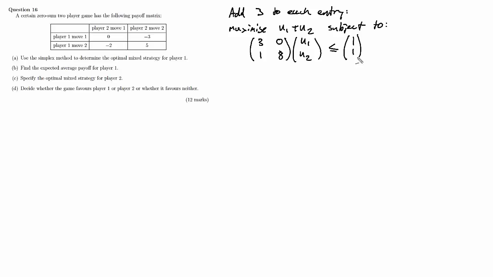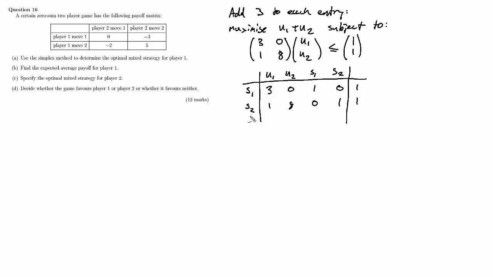We can now write down our initial tableau. We have two slack variables S1 and S2 for our constraints. We include our matrix as per usual, then the identity matrix, our resource coefficients, and the coefficients of the profit function.